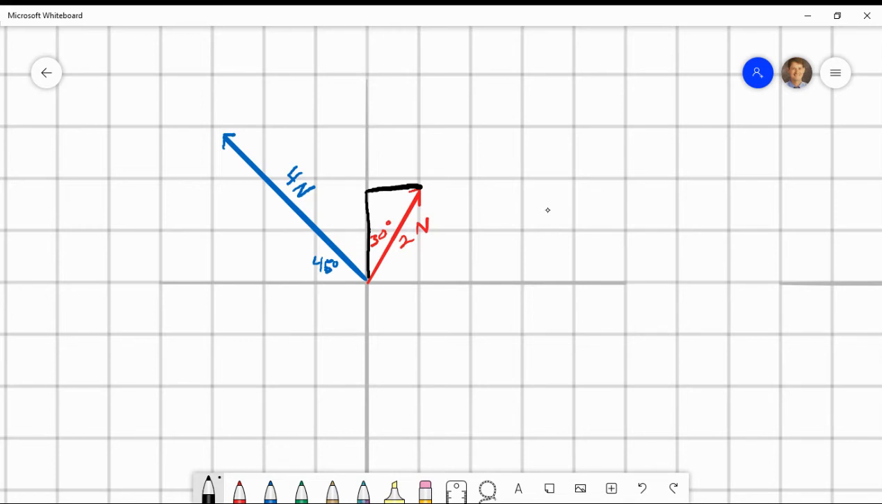So looks like my x is my opposite this time. So I'm going to say x equals 2 sine 30, and that is 1 newton. And then my y is the adjacent, so y equals 2 cosine 30, and that gets me 1.7 newtons.